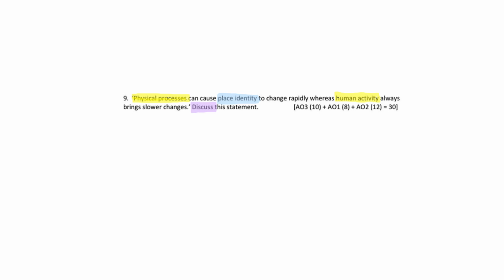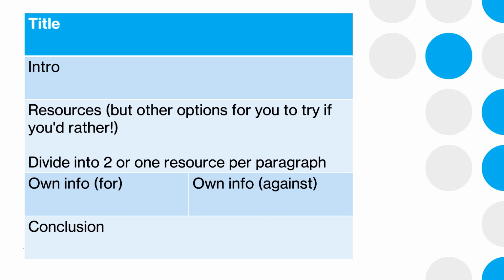So if your main body is full of physical geography causing really fast change and human geography generally being slower, your conclusion is going to have to say, I agree with the statement, because that's what your whole argument has been. You don't want to have a conclusion that contradicts everything you've said before, because that's not going to be terribly coherent. It's not going to make a lot of sense.